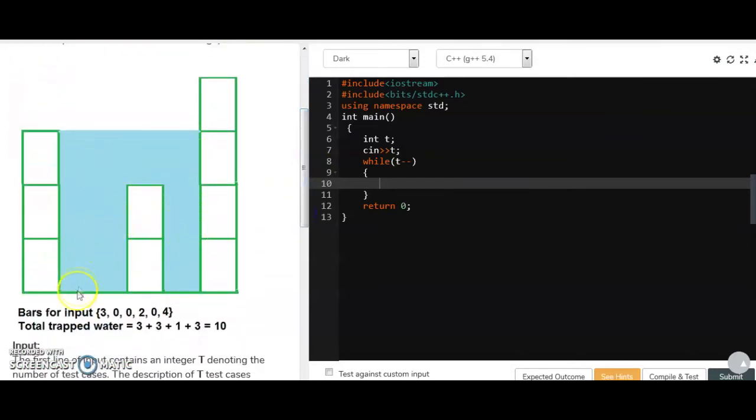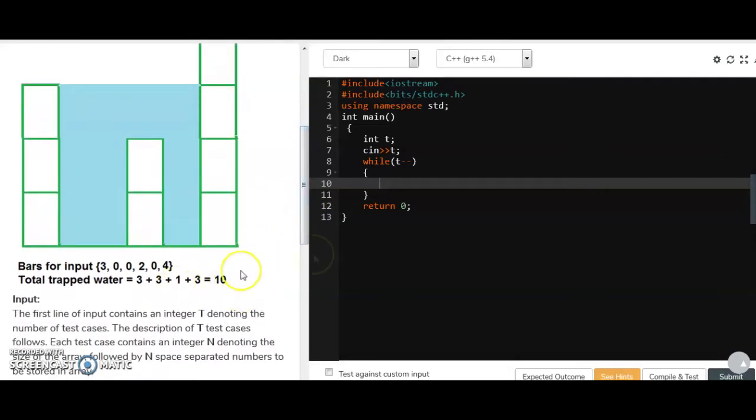So this is the structure as it is given. We have bars of input 3, then there is no bar, 0 here, 0, then 2, then 0 again, and then 4. How much water we can trap in between these bars, that we have to put in the output. As you can see, this is a bar of 3, and we can store water of 3 here, then again 3. Then here it is 2 and it is 3, so we can only store 1 unit of water here, and again 3 units of water here. Total it's 10. So we can trap water of 10 units. That's our output.